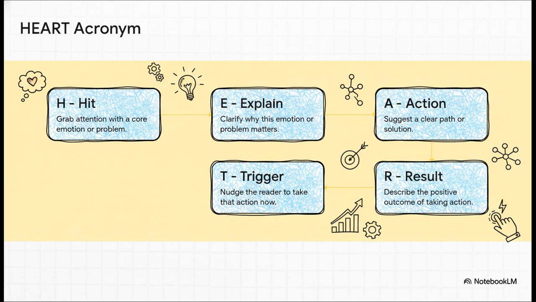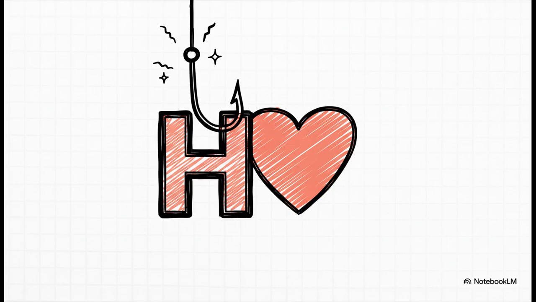The best way to think about it is like a mini story that guides your reader from identifying a problem all the way to finding a solution and, crucially, getting the motivation to act. Let's quickly walk through each of these steps. It all starts with H for hit. You have got to grab their attention right away by hitting on a core emotion or a really relatable problem. This is your hook. This is the part that makes the reader stop and think, wow, they really get me. It's all about creating that instant, vital connection.